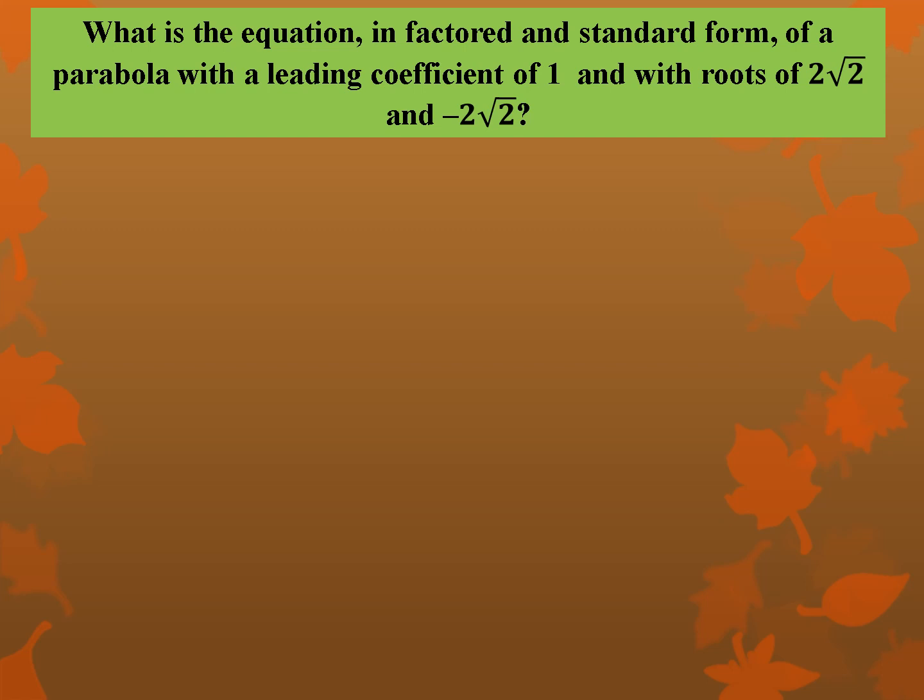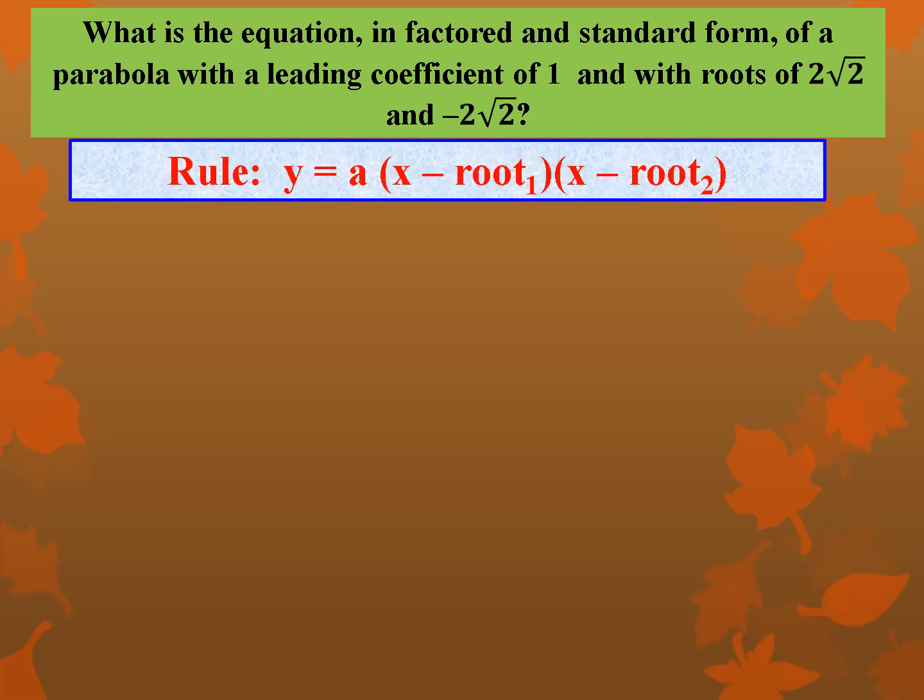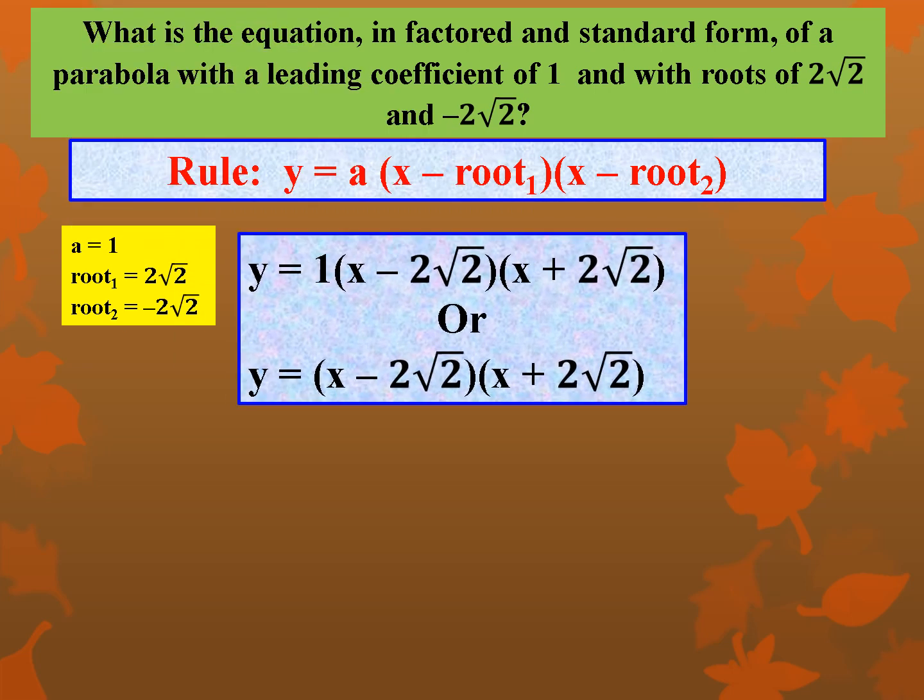All right, let's look at our next example. What is the equation in factored and standard form of a parabola with a leading coefficient of 1 and with roots of 2 square roots of 2 and -2 square roots of 2? Well, we're going to utilize our same formula we just used because they gave me 2 roots and a leading coefficient. So I know that a is positive 1, root 1 is 2 square roots of 2, root 2 is negative 2 square roots of 2. So I'm going to substitute it into the rule for a, root 1, and root 2.